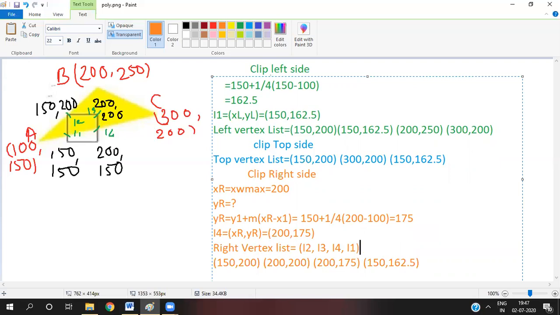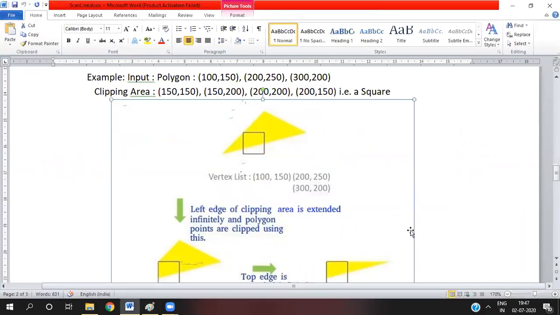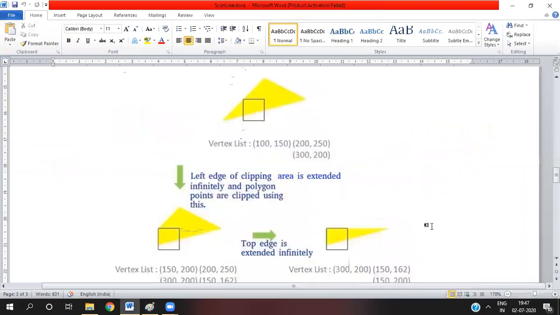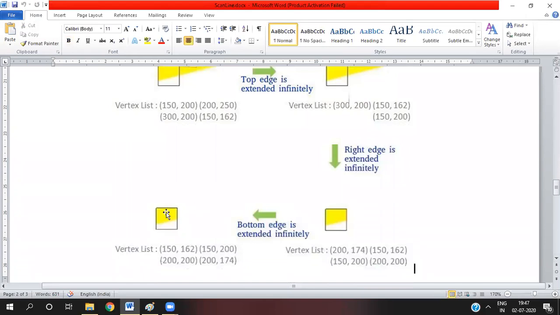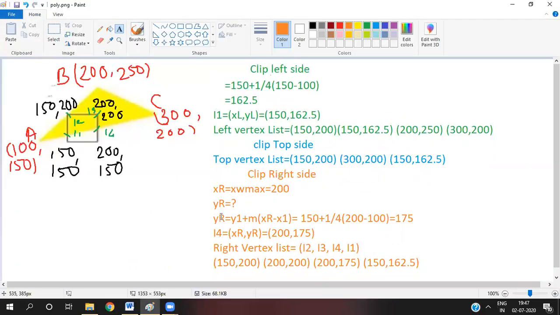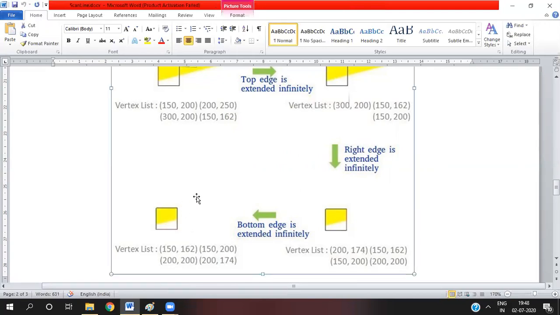Join all these points. After joining all these points, how will the polygon look now? Yes, we have seen it yesterday as well. This is the part after the left clip. This is after the top clip. Below is after right edge clipping, and this is the final vertex list. In this way we have solved the problem. I will just give you the final image over here. This is the final image. Fine, here we got it like this.